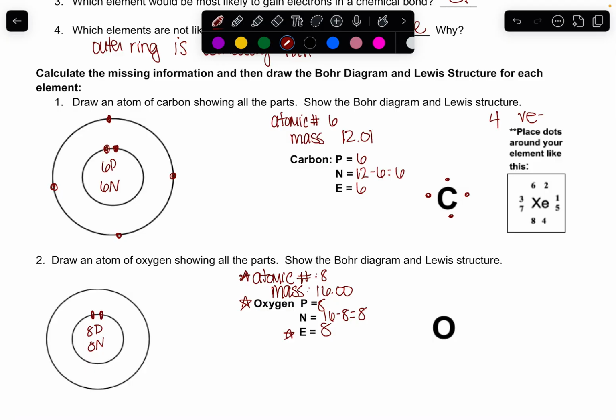1, 2, I'm full, so I got to bump out to the next level. 3, 4, 5, 6, 7, 8. Looking at my outside ring, I have 6 valence electrons. So I'm going to place 1, 2, 3, 4, 5, 6 for my Lewis structure.